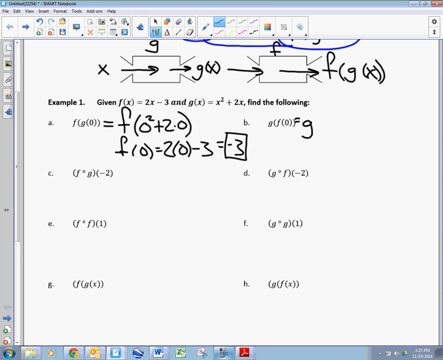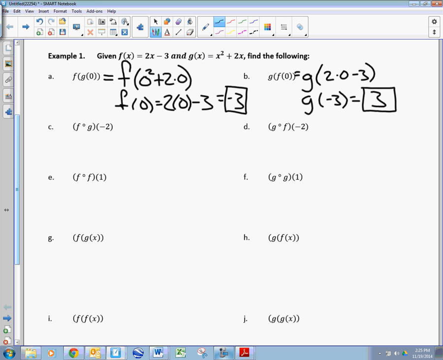You end up doing g of f of 0. So that's g of, if you plug 0 in for f, that's 2 times 0 minus 3, which gives you g of negative 3, which is? So that would be 9 minus 6 is 3. So over there we got negative 3. Over here we got positive 3. It's not always going to be the opposite value. It just happens to be that in this case.